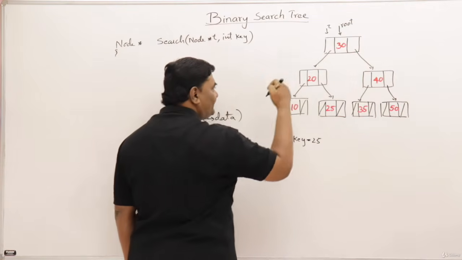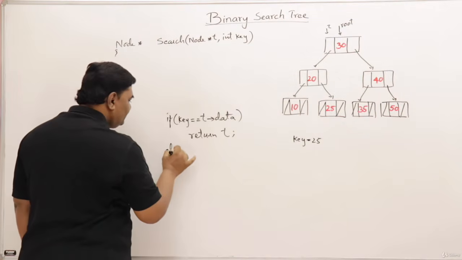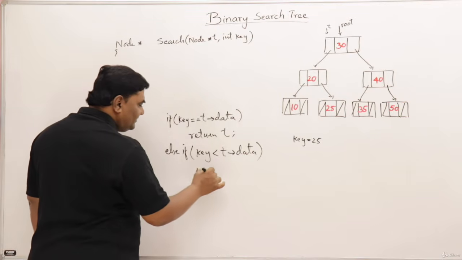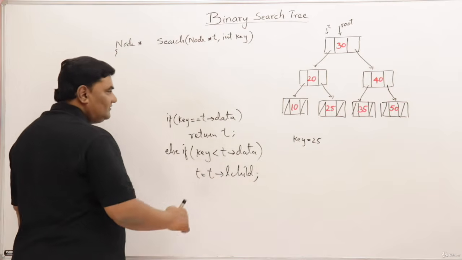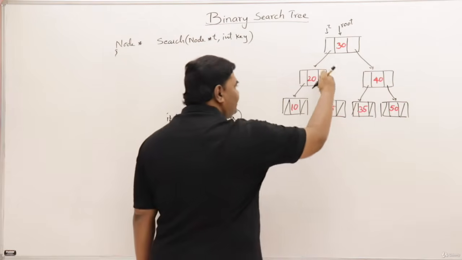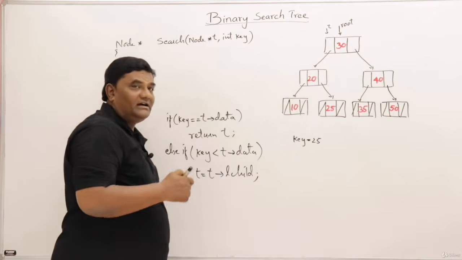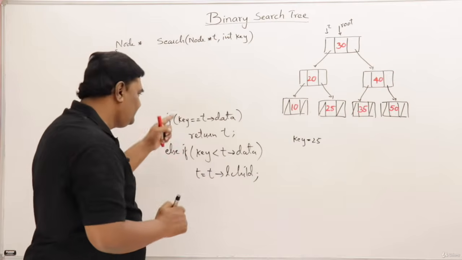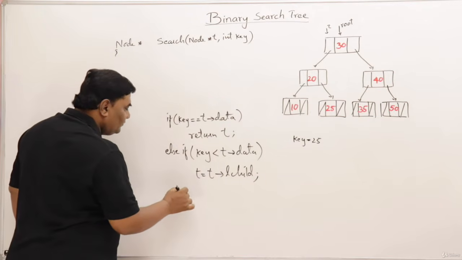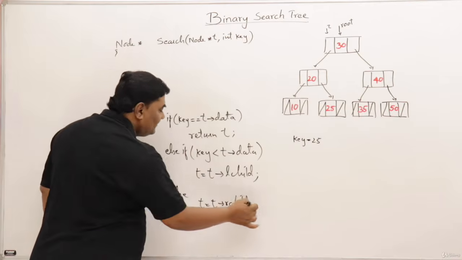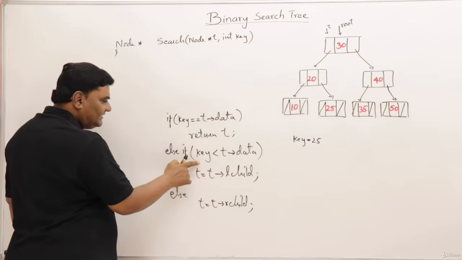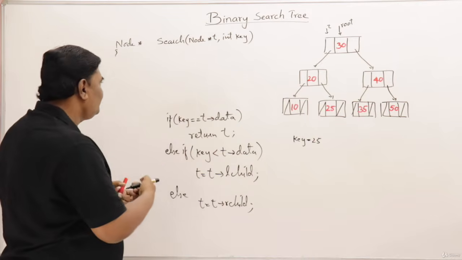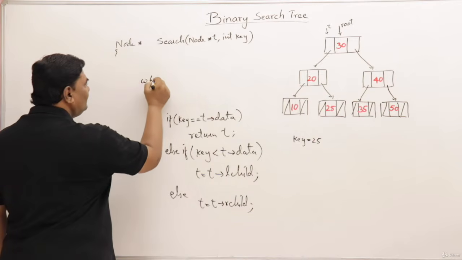If it is less, then go to the left side. So else if key is less than t's data, then move t to the left-hand side. Our key is smaller, so it has to move to the left-hand side. Otherwise, if the key is greater, then it has to move to the right-hand side. So else, move t to the right side. I have already checked the condition for equal and less, otherwise it is greater. This process I have to repeat, so this should come in a loop, while.